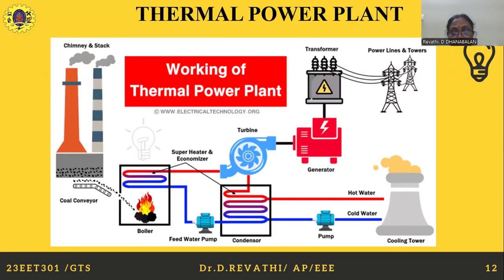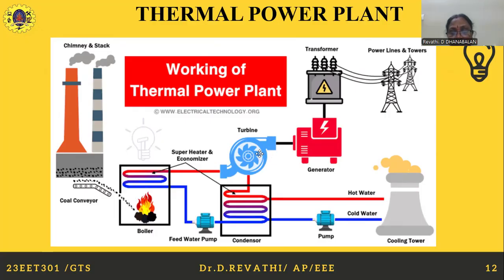The steam is then used to power a turbine that generates electricity. Here the fuel, normally coal, is burned in the boiler to generate steam, and the steam flows through the economizer and the superheater to the turbine.